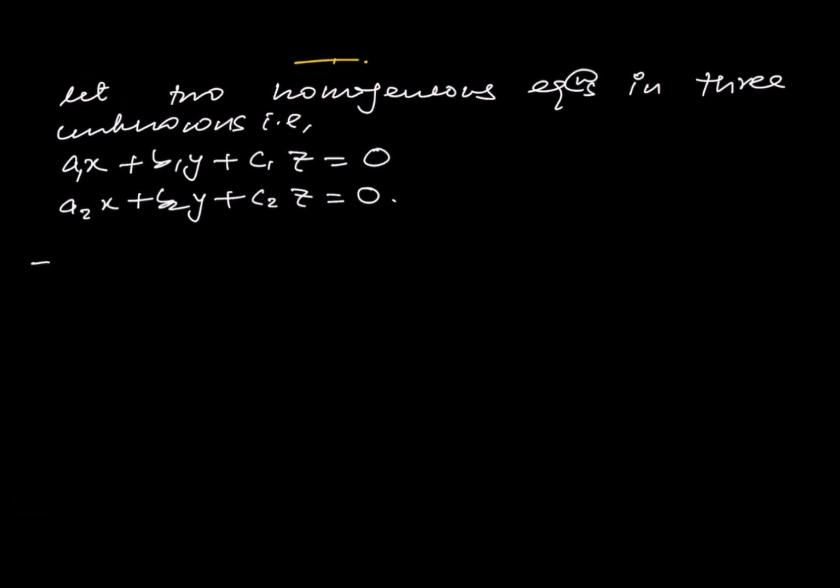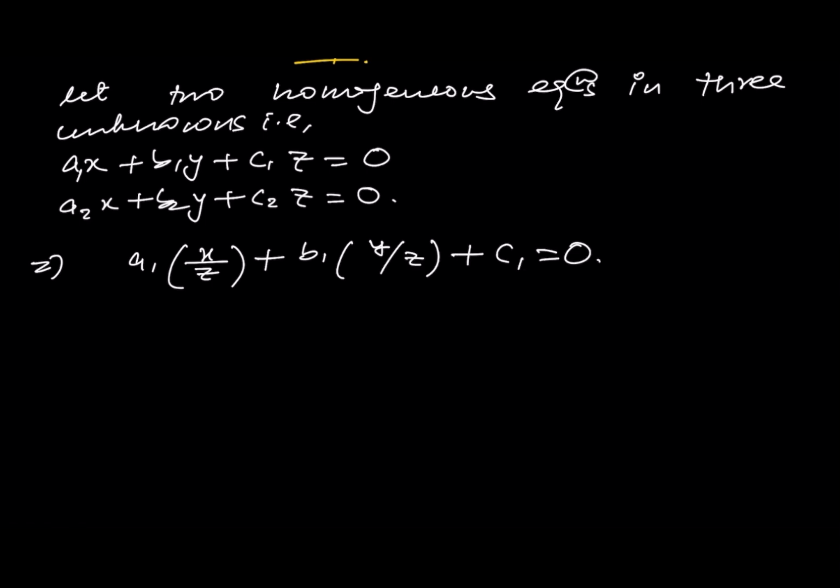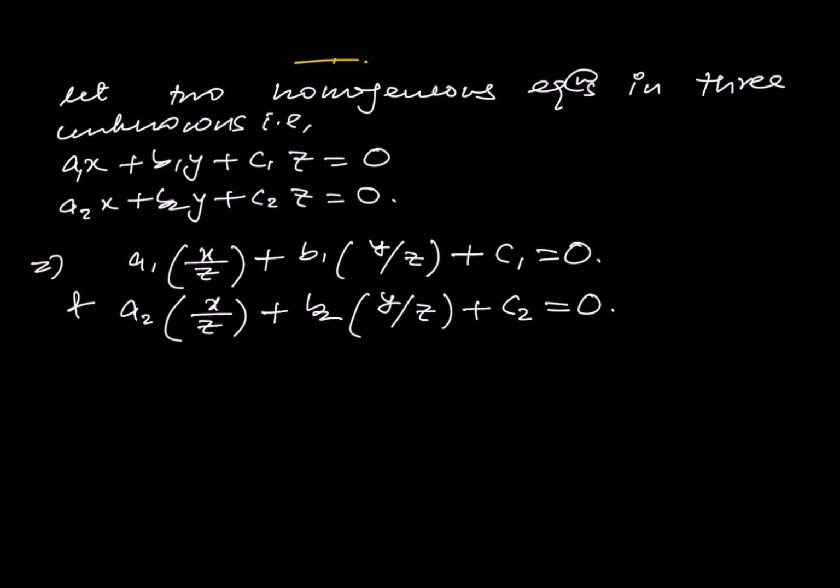Now if I divide by z both sides, then it will become a1 times x/z plus b1 times y/z plus c1 is equal to 0, and a2 times x/z plus b2 times y/z plus c2 is equal to 0. Now students, if we consider these two equations in two unknowns, and the two unknowns here are x/z and y/z, then we can solve these two equations in an ordinary method.